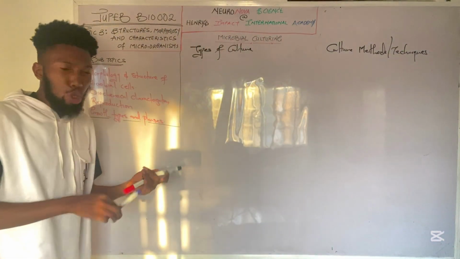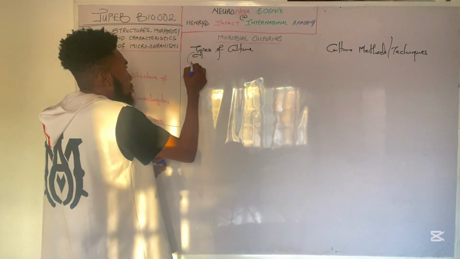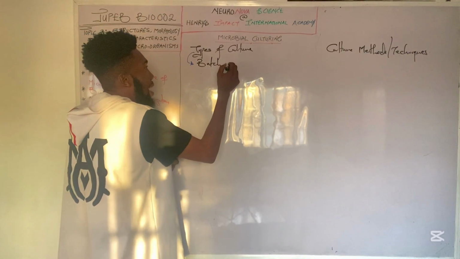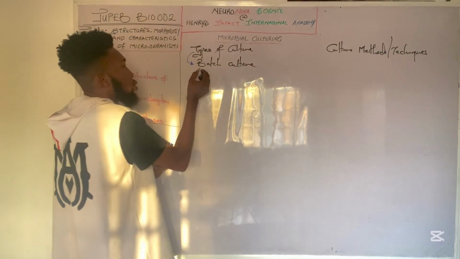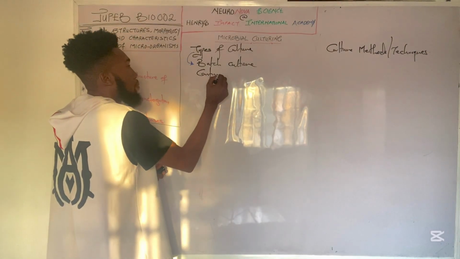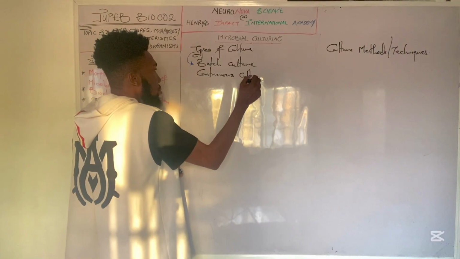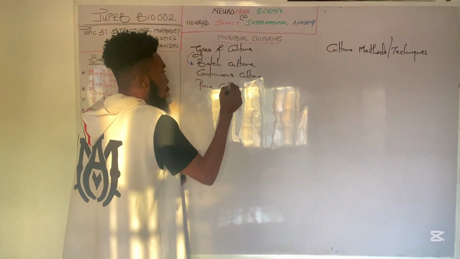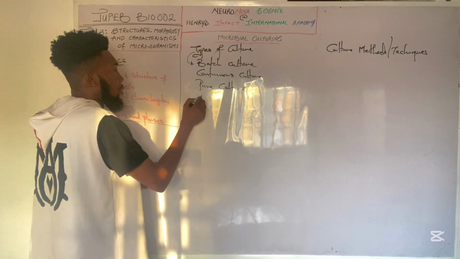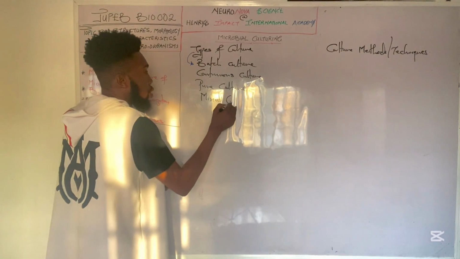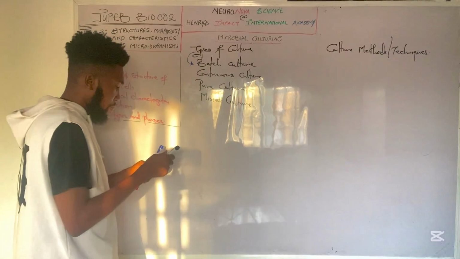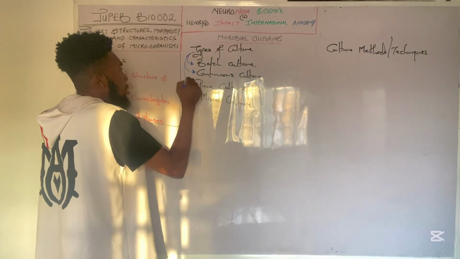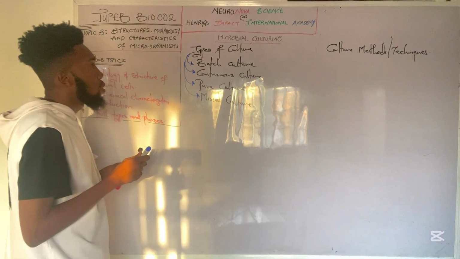Now, what are the types of cultures we're going to be exploring? We're going to be looking at the batch culture. After we explain the batch culture, we're going to explore the continuous culture. Then we're going to look at the pure culture. And of course, having the pure culture means that we're going to have the mixed culture. Don't be tempted to write in pure culture, nothing like that. The mixed culture. So basically, these are the four types of culture that we will be exploring.